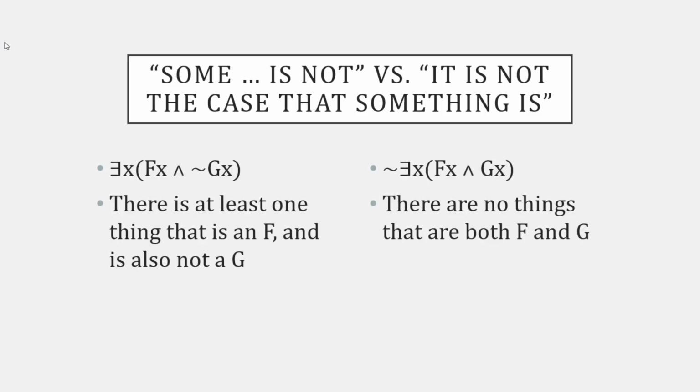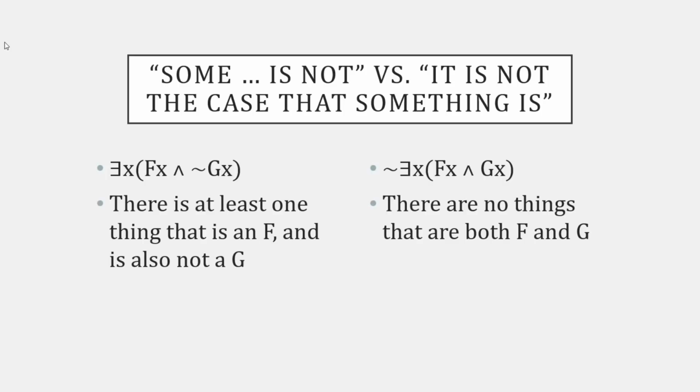And just one last, very, very similar: some blank is not, versus it's not the case that something is. So there exists at least one thing that is an F and is also not a G. There exists at least one student who isn't sleepy. Right? That's true if there's one student who's not sleepy.